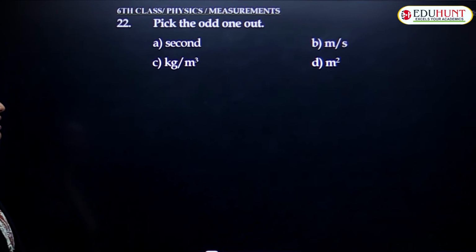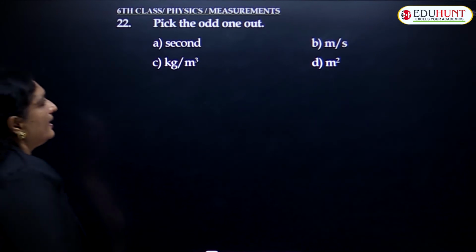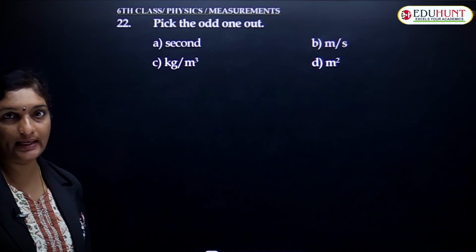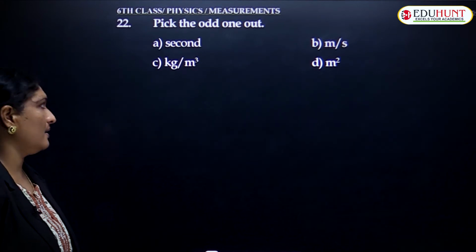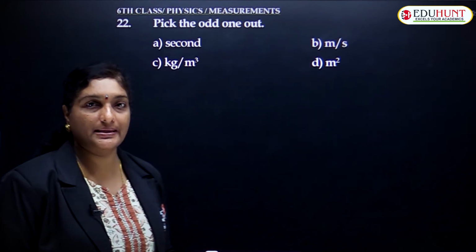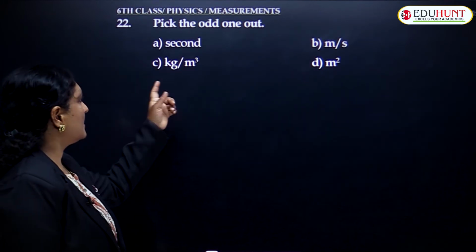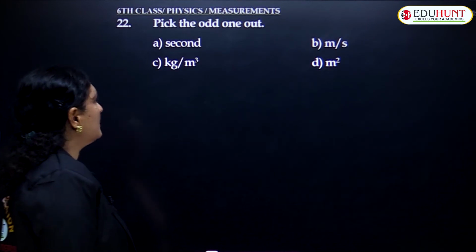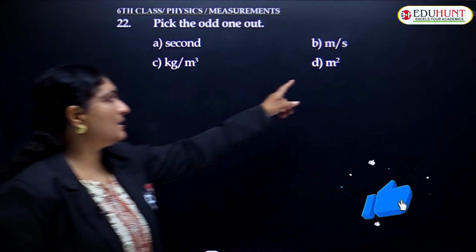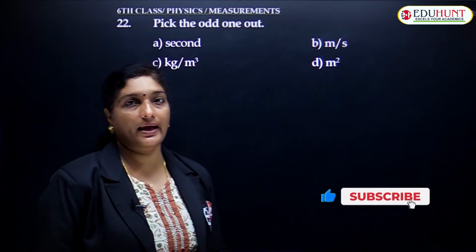Next, pick the odd one out. Here children, if you observe, second is the fundamental unit used for measuring time, whereas meter per second is the derived unit used for measuring speed, kilogram per meter cube is used for measuring density, mass by volume, and meter square is the unit used for area.